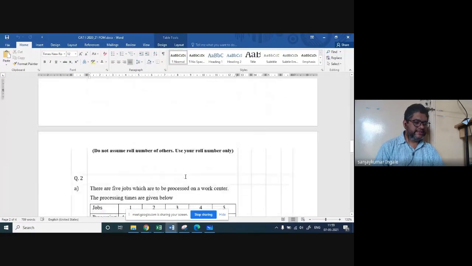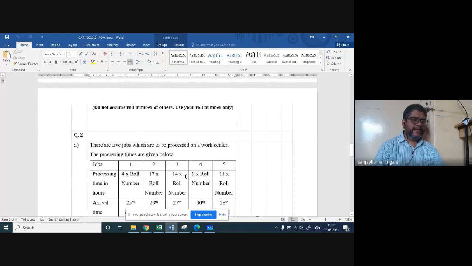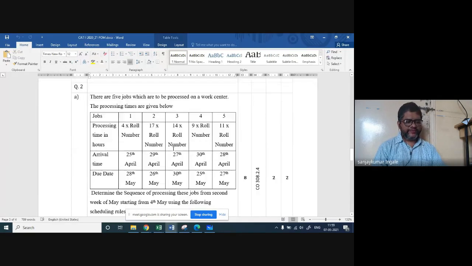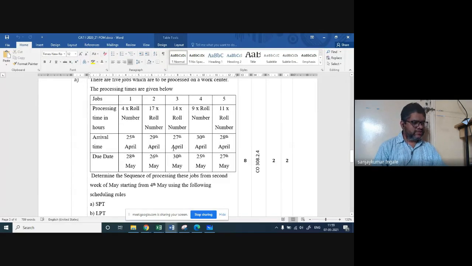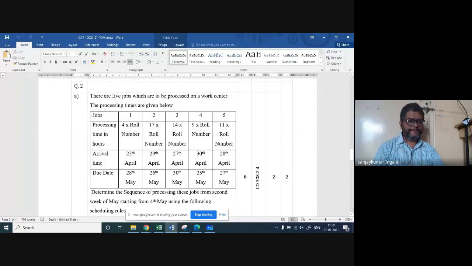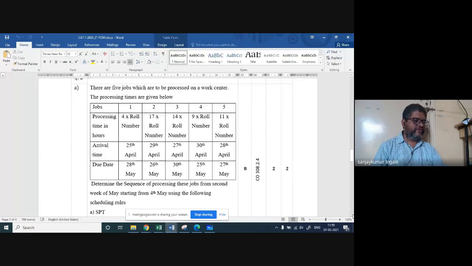Now, let us go to the next part. This was a simple question, but all the students could not answer it. Was it a difficult question? 2A. How many of you attempted this?